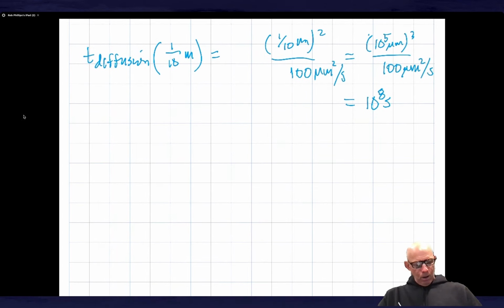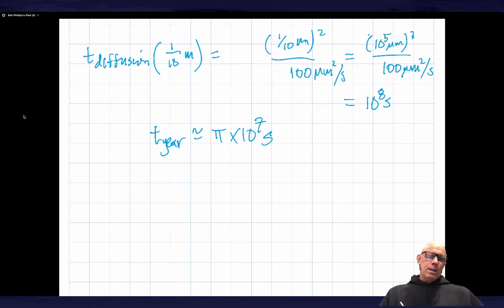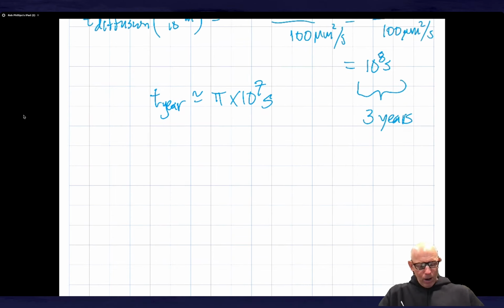And I just remind you that 1 year is around pi times 10 to the 7th seconds. So in other words, a year is something like 3 times 10 to the 7th seconds. So this tells me that in order to diffuse 1/10 of a meter is going to take on the order of 3 years. So this is about 3 years. So over long distances, diffusion is really highly ineffective. It's quite slow. And later we will have an opportunity to compare these two numbers.